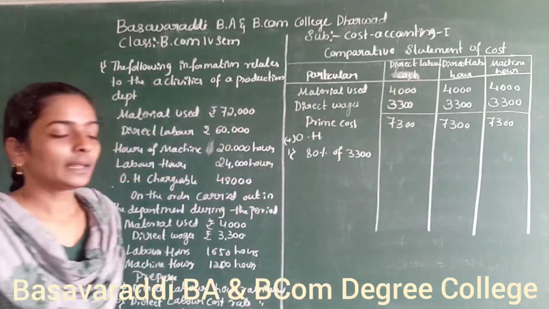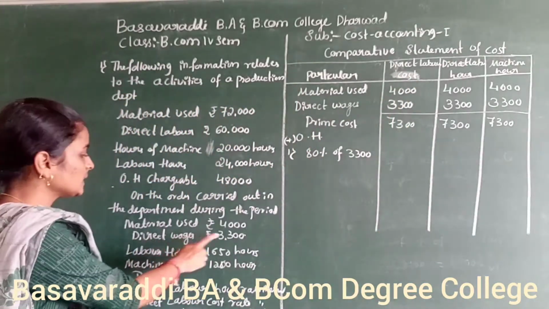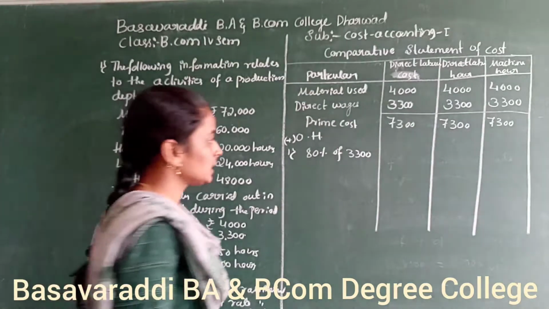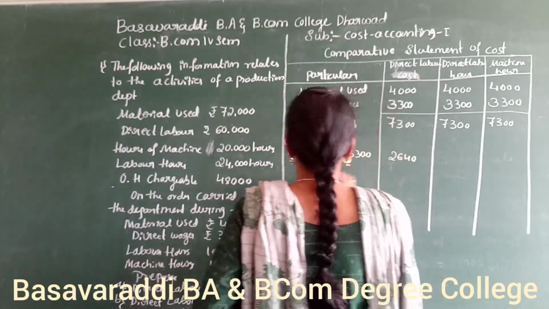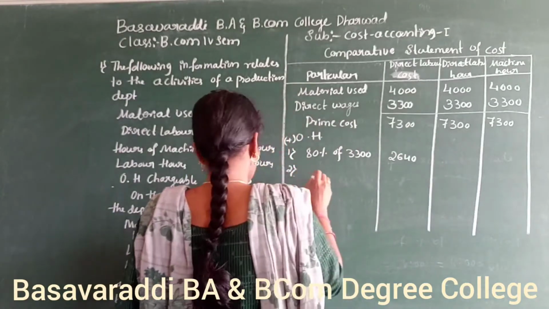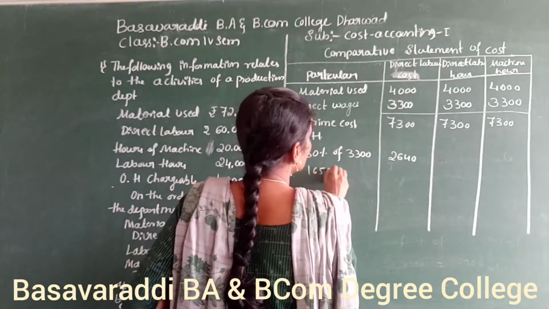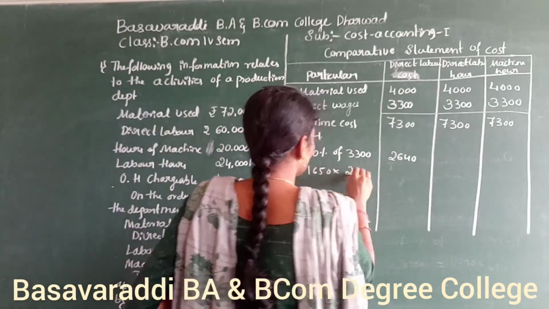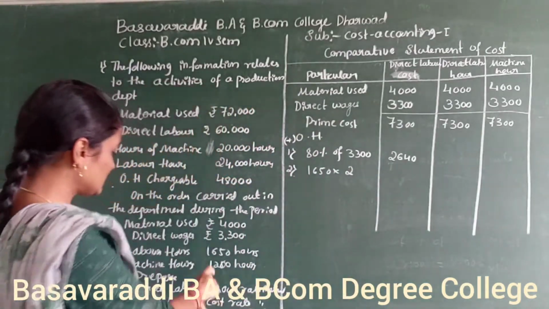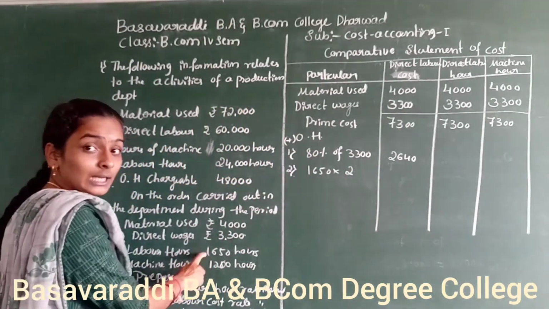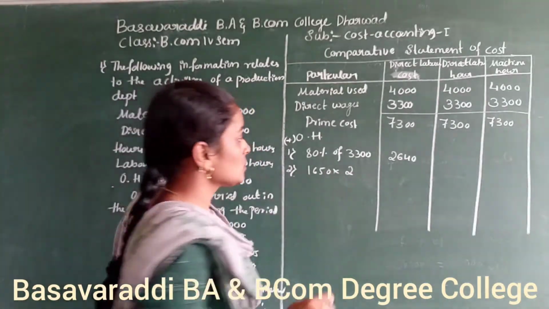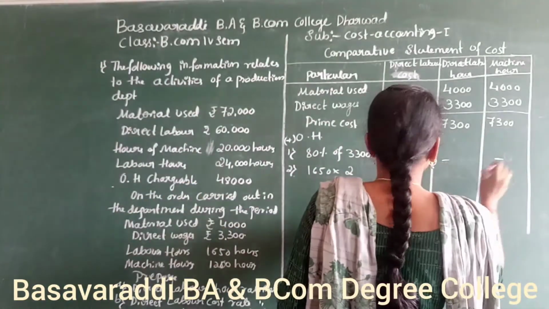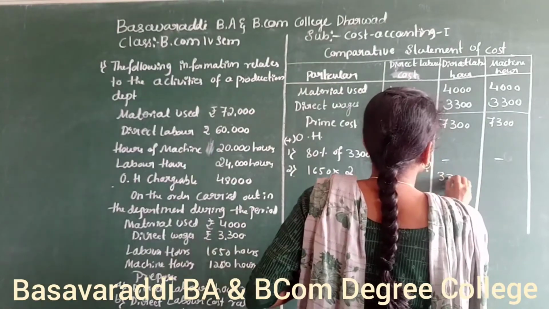80% of direct wages. Direct wages is how much? 3,300. 80% of that is 2,640. Then 1,650 into 2, working note number 1. 1,650 is the labor hour. Labor hour into the rate from working note number 1, which is 2. So multiply these two, you will get the direct labor hour overhead.